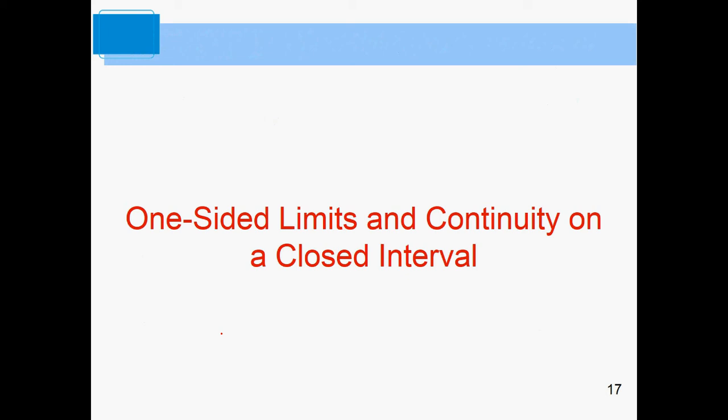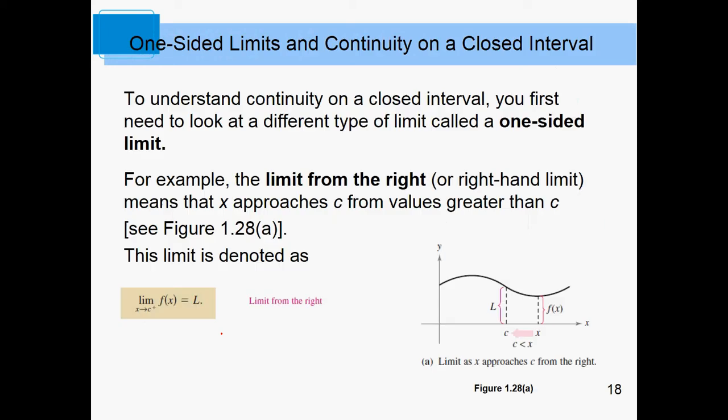One-sided limits and continuity on a closed interval. So we've talked about continuity on an open interval. Now we're going to talk about one-sided limits, what we're doing from one side, and what happens if it's a closed interval. To understand continuity on a closed interval, you have to look at a different type of limit called a one-sided limit. We only care about what it's approaching from either the left-hand side or the right-hand side.